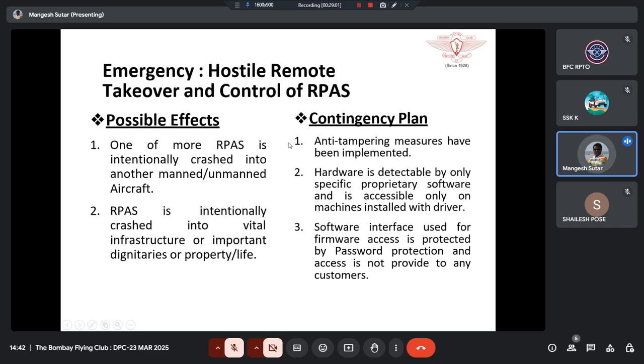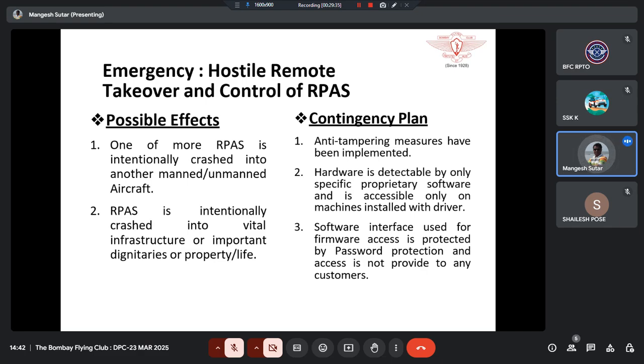To avoid this, anti-tampering measures are always implemented. That means nobody can take control, get inside your drone, or do any hacking activity. The hardware is detected only by specific proprietary software and is accessible only on a machine installed with the drivers. They have something called a key mechanism, a safe key between the laptop which is used for configuring the tool and the drone.